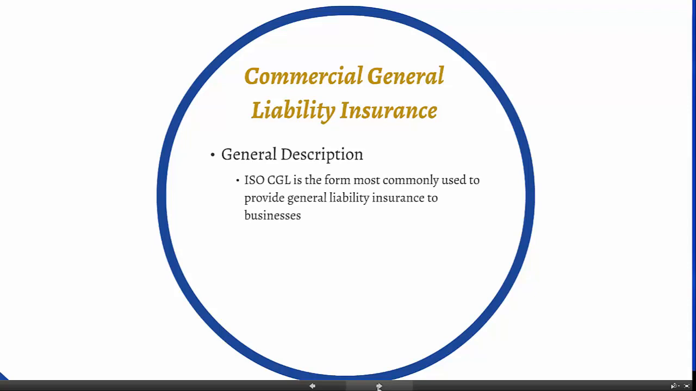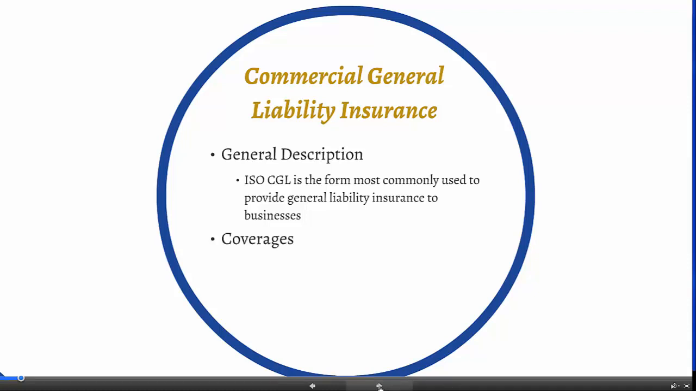A general description of commercial general liability insurance is that it's an ISO, Insurance Services Office form. The ISO CGL is the most common form used to provide general liability insurance to businesses. The American Association of Insurance Services also has a CGL form, but it's not nearly as commonly used, and a few insurers do develop their own independent forms. But again, the ISO CGL is the form that you'll run across most.